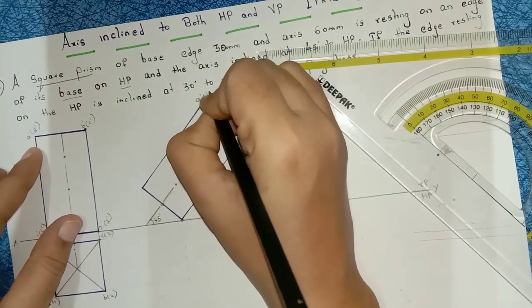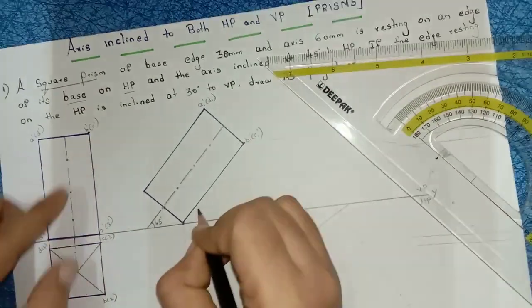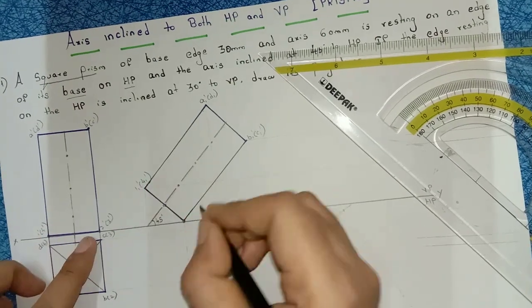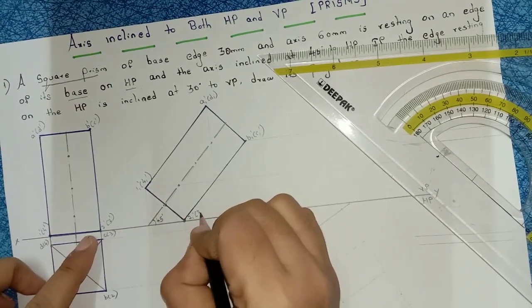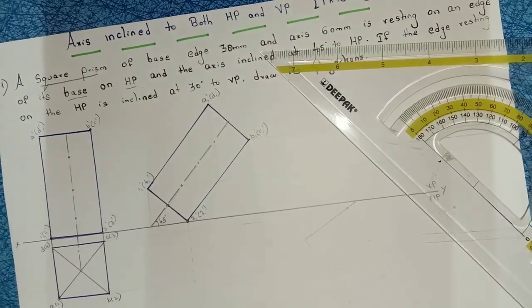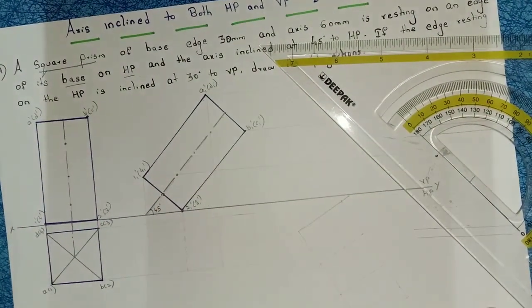A1 dash D1 dash, B1 dash C1 dash, 1 dash 4 dash, 2 dash 3 dash. Same prism we are constructing here now. Right, so first step, second step, third step. Now you have to construct the fourth step here.